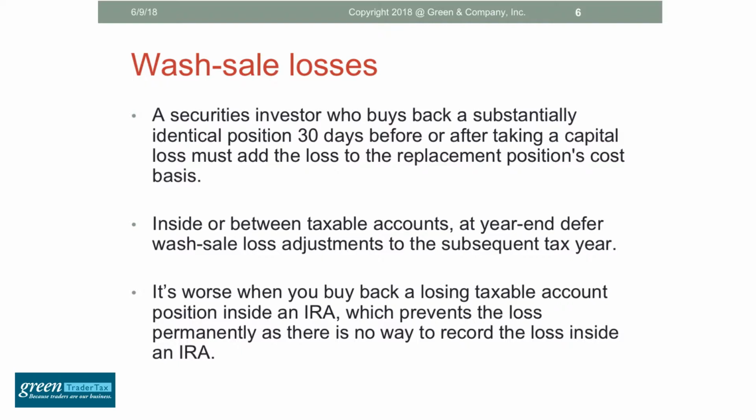It gets worse, and this is what most people don't realize. When you buy back a losing taxable position inside an IRA, so you sell it in your taxable joint individual account and you buy it back in your IRA or your spouse's IRA or Roth IRA, it's a permanent problem. There's no way to defer the basis to the taxable account because you bought it back in the IRA. So you never get the loss in your taxable account and you never get the loss in the IRA. There's no way to record the basis.